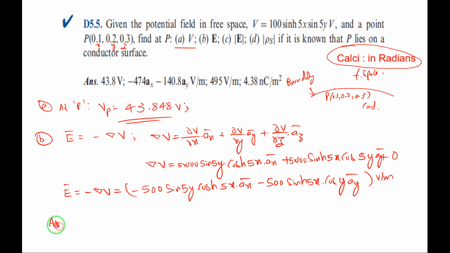Right, now at point P I want to substitute the value of x, y, z. X is 0.1, y is 0.2, z is 0.3. Substitute here and write down. So E vector at point P is equal to, I'll substitute and write finally. Keep your calculator in radians mode only. So minus 500 into sine 5y, y is 0.2, into cos hyperbolic of 5x, 5 into x is 0.1. So I have calculated the first term.